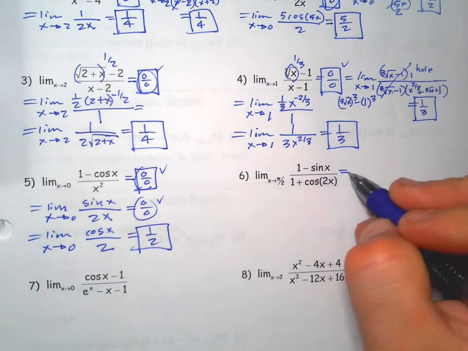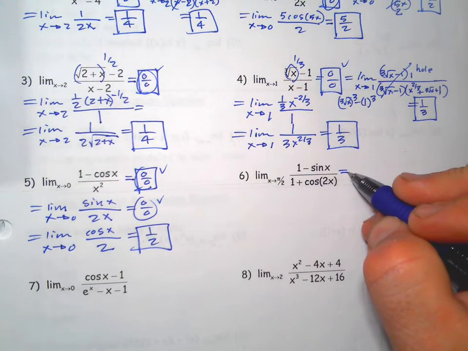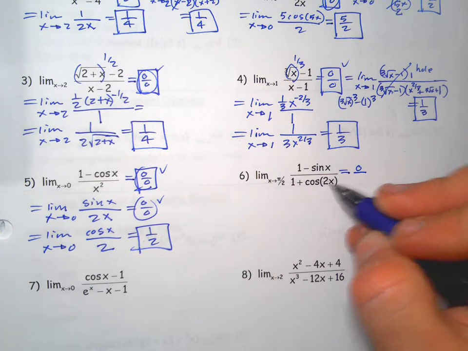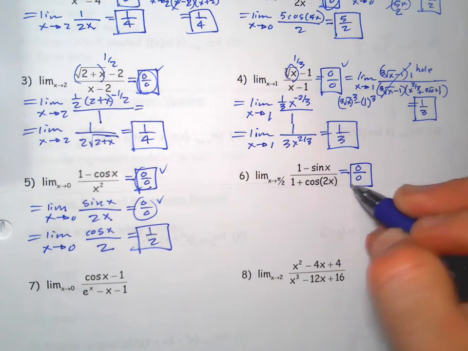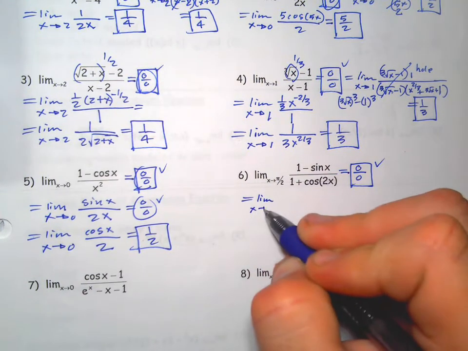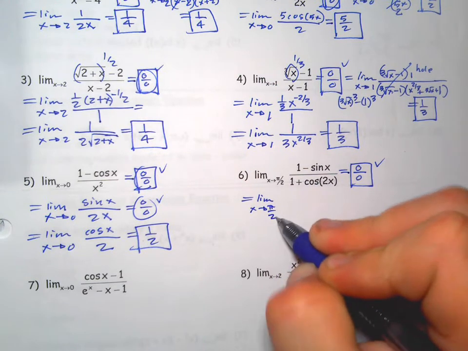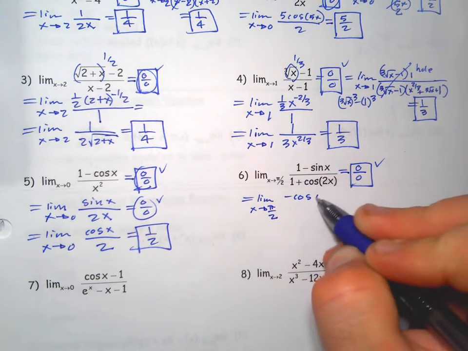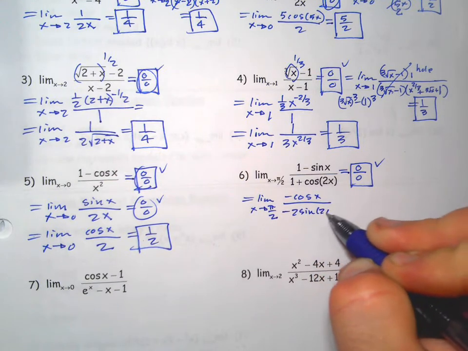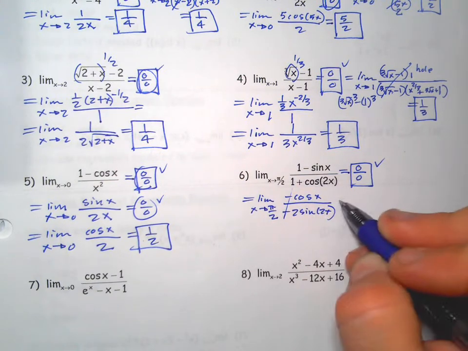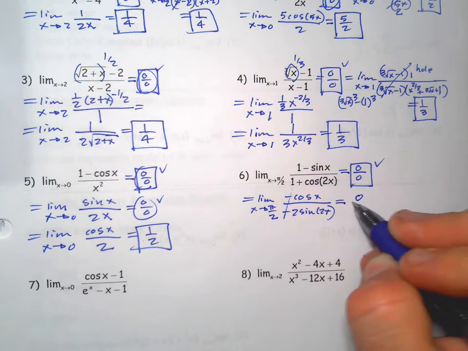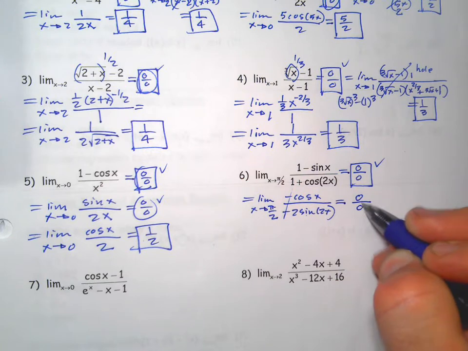Next one, sine of pi over 2 is 1, so it's going to be 0 over cosine of pi, which is -1, so 0 over 0. So we can do L'Hopital's rule. Derivative of the top is going to be negative cosine. Derivative of the bottom is going to be negative 2 sine 2x, chain rule. Negatives cancel. Cosine of pi over 2 is 0. Sine of pi is 0.